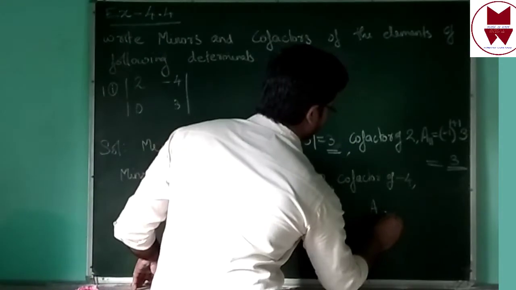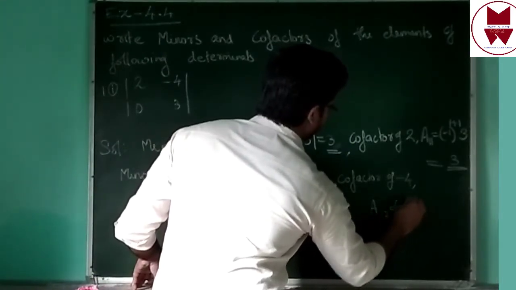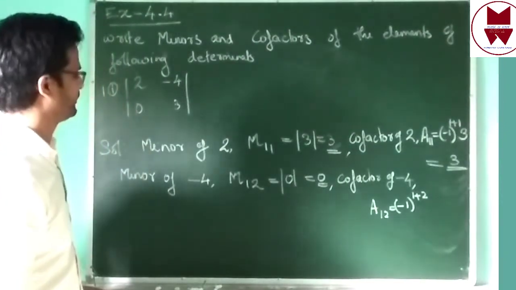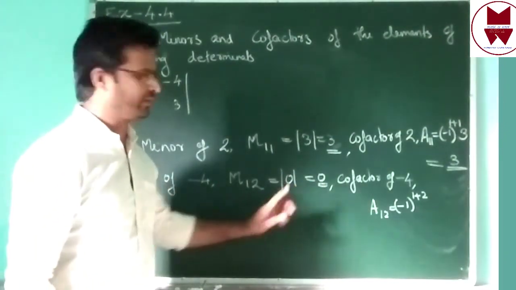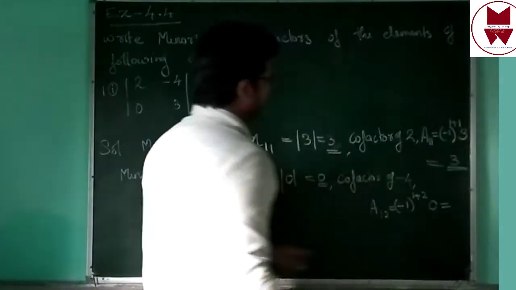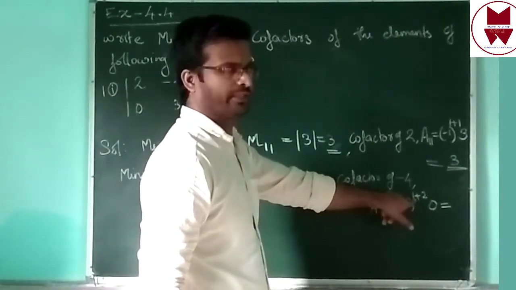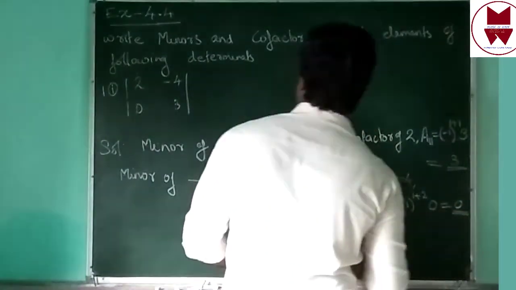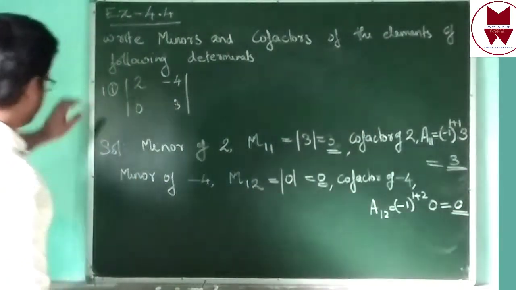A12 equal to minus 1 all raised to 1 plus 2. Then we got one minor, that is 0 into 0 equal to minus 1 all cube, that is minus 1, isn't it? Then minus 1 into 0 you will get 0. Answer is 0.